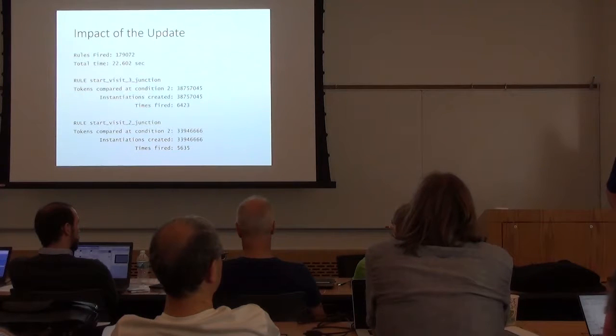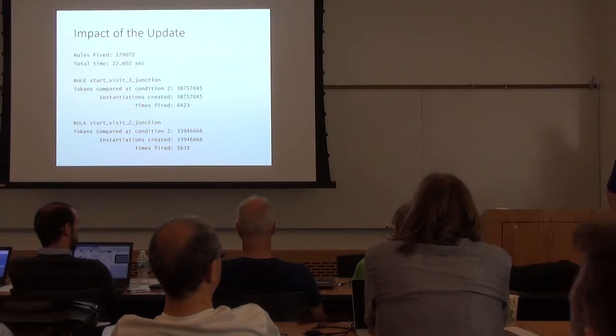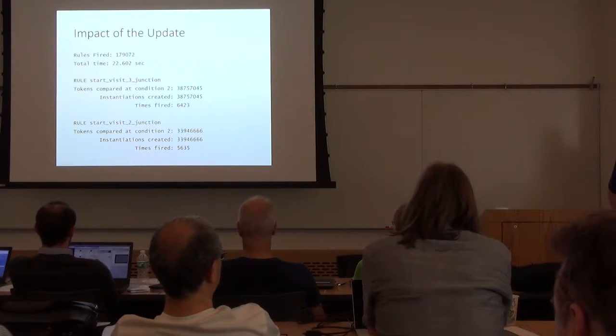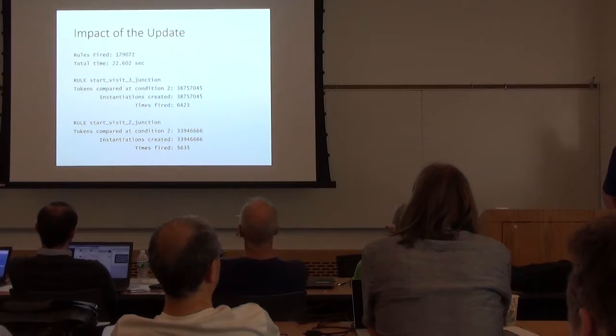So here, if you look at one more statistic, how many times rules are fired, it shows us what we're talking about. For the first rule, we found 38 million instantiations, and we fired 6,400. The second rule, in fact 33, by the way, 56.